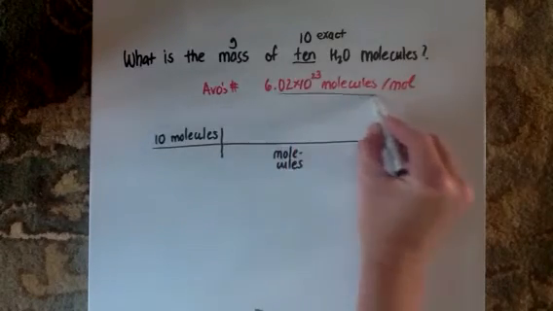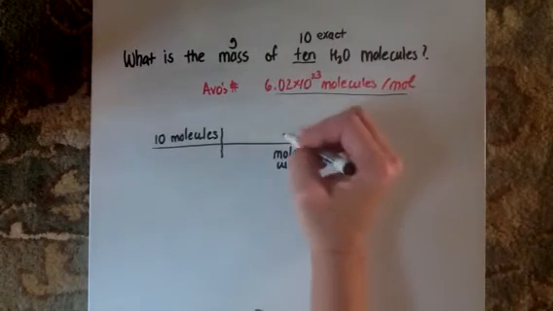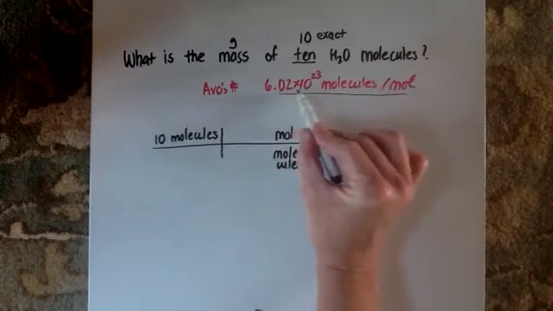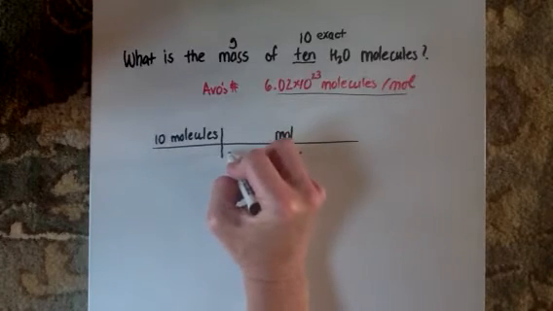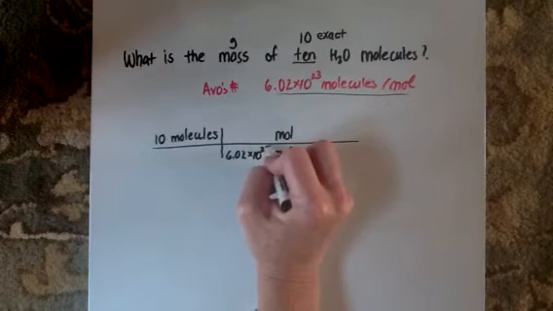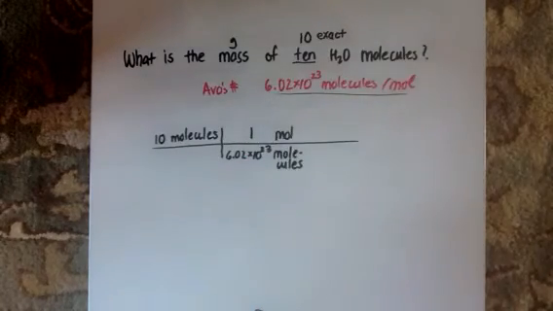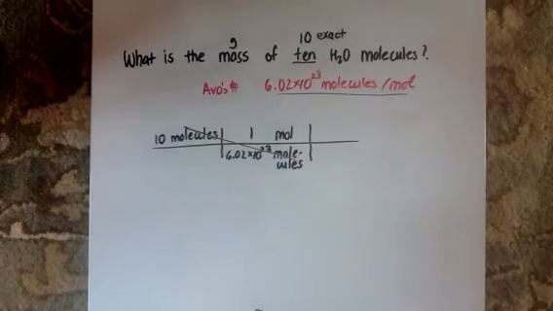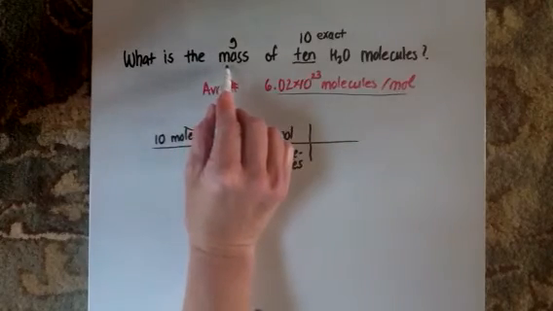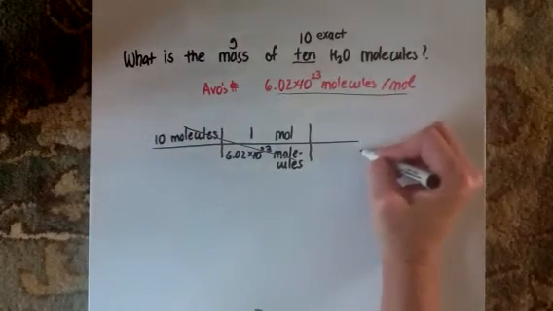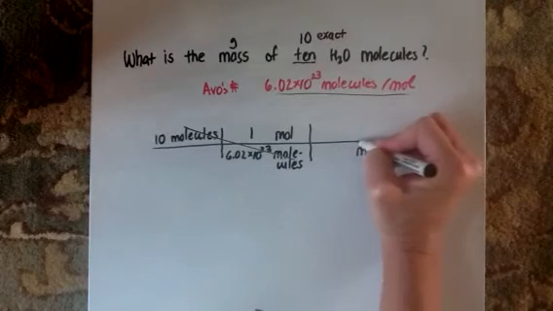I can use Avogadro's number to go to moles, so I'll do that next. I'll go to moles. So the 6.02 times 10 to the 23rd goes with the molecules, down here, and one mole. Okay, I'm still not there. Right now the molecules would cancel. My answer would be in moles. It asked for mass, that's grams. So I need to get rid of moles and somehow go to grams.